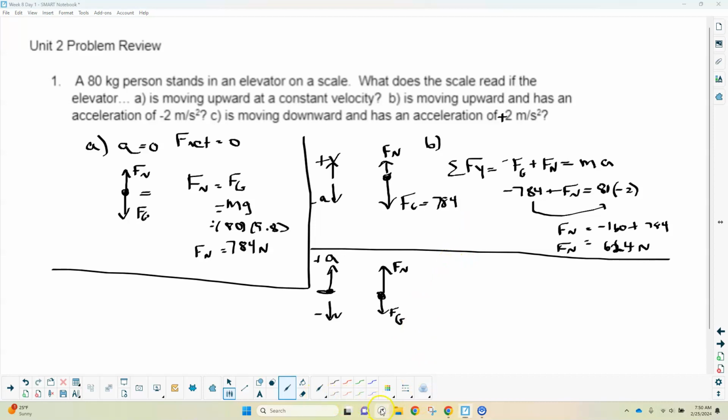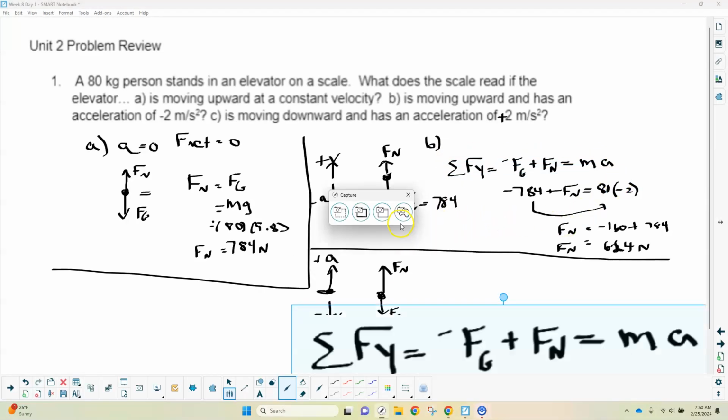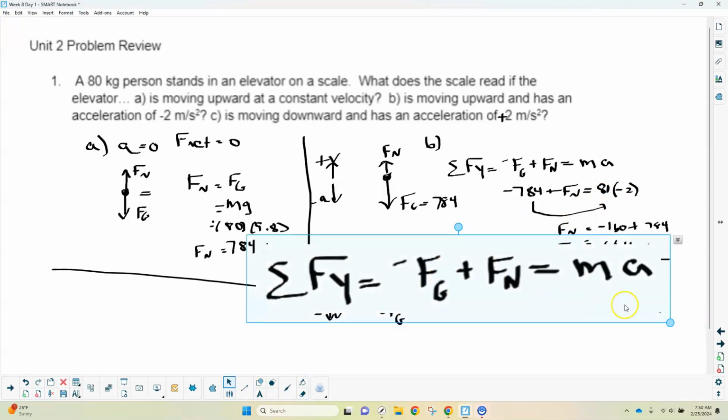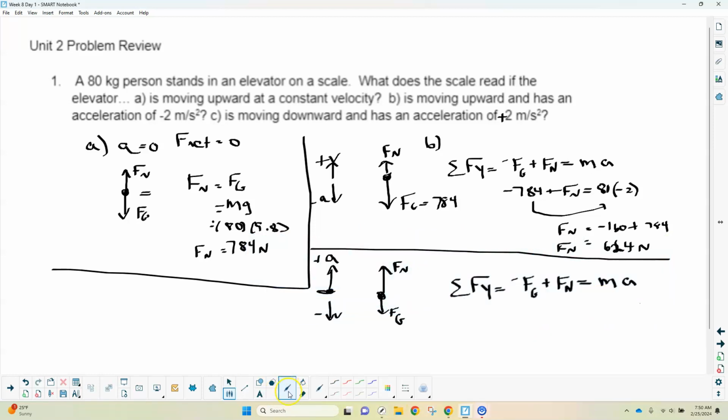The equation really hasn't changed, so let me try to do this real quick, where I can take a picture, and that's a little quicker than me writing everything again. If I take that picture there, that's the same equation. It's a lot bigger, but I'll shrink it. The value for the acceleration is the only thing that's changed. So when we go to plugging in the numbers, it's still negative 784. It's still the normal force, which is what we're solving for, the scale reading.